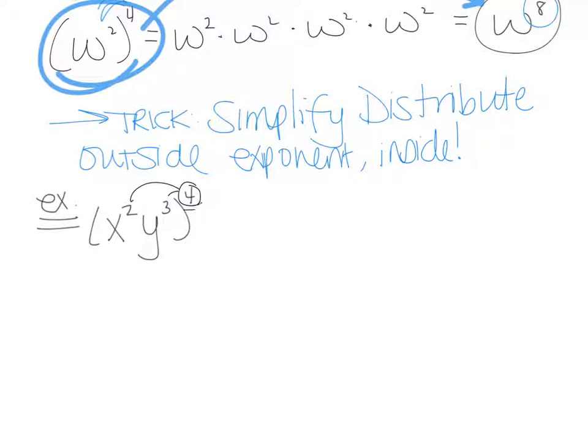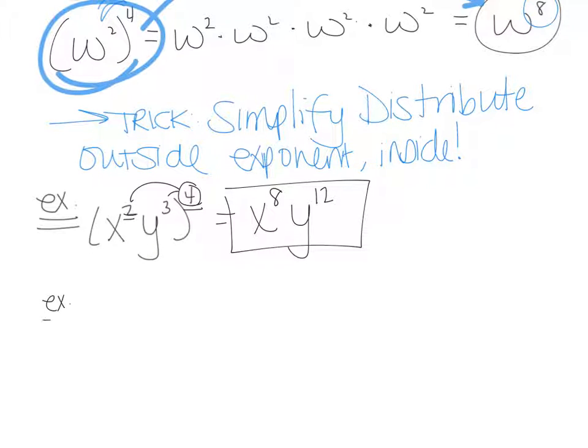You can only distribute a little number with a little number. You can never, ever distribute a little number with a big number. So this is going to clean up to x to the 8th power because 4 times 2 is 8, and y to the 12th power because 3 times 4 is 12. And I'm done.